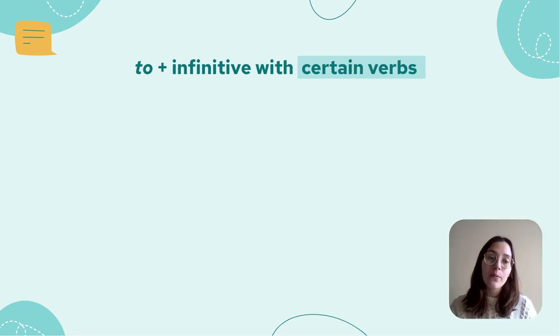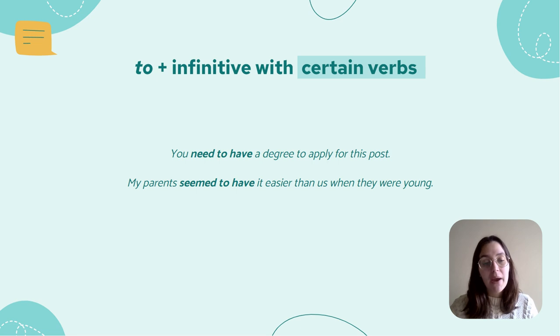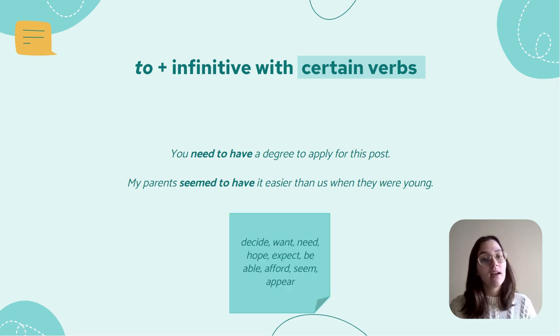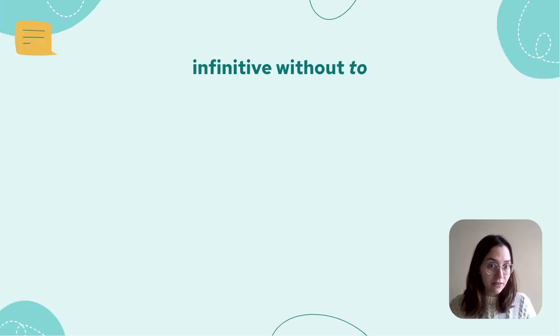And then, of course, we are going to find the to infinitive after certain verbs. You need to have a degree to apply for this post. Your parents seemed to have it easier than us when they were young. And some other verbs that are followed by the to infinitive include decide, want, need, hope, expect, be able, afford, seem, and appear. Let's go with the infinitive without to, what we call the bare infinitive.